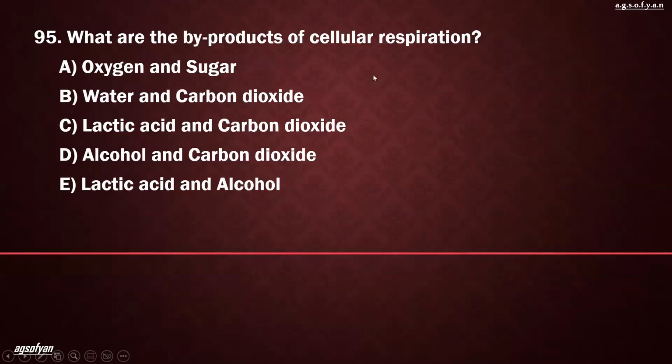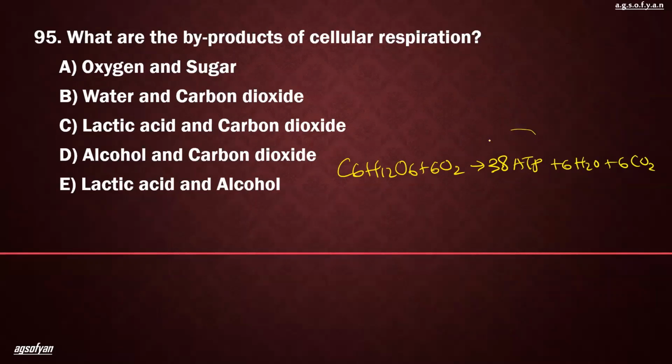What is the byproduct of cellular respiration? Remember, in cellular respiration, the main product that we need is ATP. The rest will be byproducts. So which one is going to be the byproduct? Water and carbon dioxide. Yes, water and carbon dioxide are the byproducts of cellular respiration.